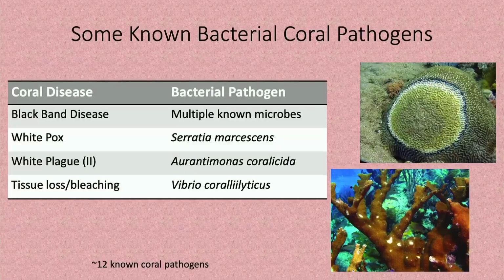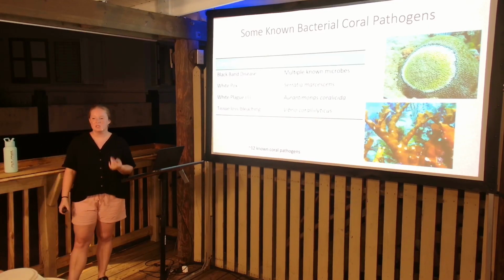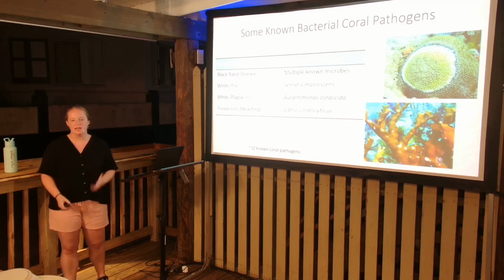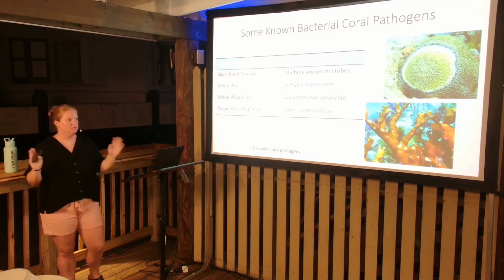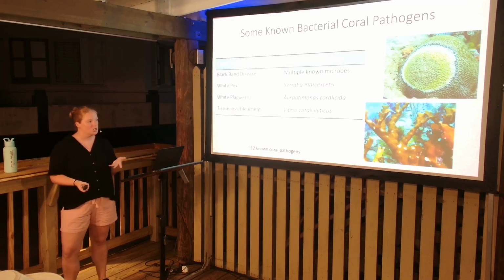Another example is the causative agent of white pox, Serratia marcescens, which I'll actually talk about in the next slide. But that's an example of the elkhorn coral with white pox, so that's what it looks like. We also have the known agent of white plague type 2. There are multiple different kinds of white plague. They're all just named white plague in general. And then we also have some tissue loss and bleaching, which is Vibrio coralliilyticus, and that's a lot of what our lab focuses on, so I'll talk a little bit more about that pathogen as well.